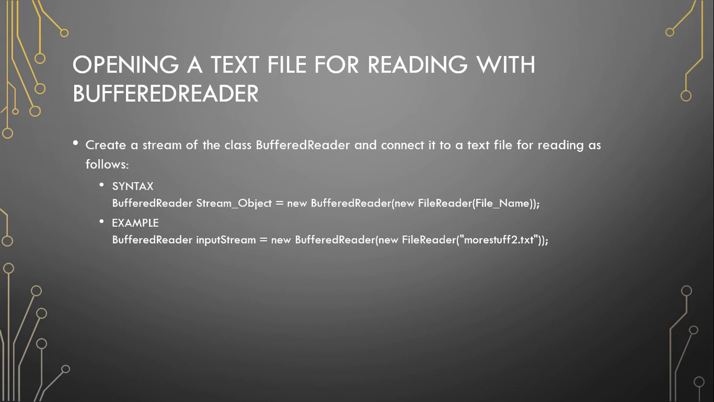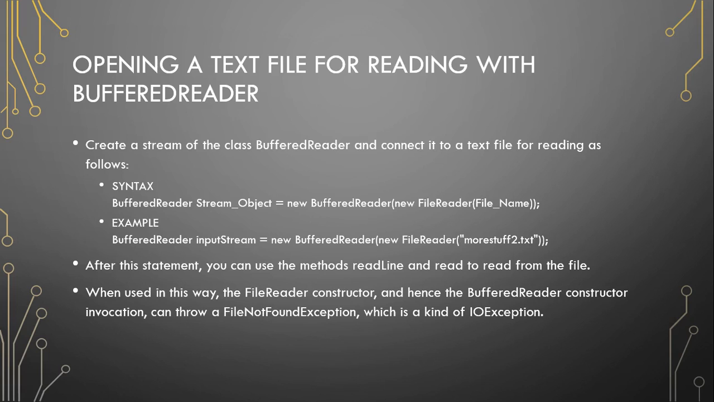Now, opening a text file for reading with BufferedReader. All right, if we want to create a stream of the class BufferedReader connected to a text file for reading, the general syntax is BufferedReader stream object equals new BufferedReader, new FileReader file name. So, of course, we can reference that back to our example of BufferedReader input stream, new BufferedReader, new FileReader morestuff2.txt. Now, after you've created that statement, you can then use the methods readLine and read in order to read from the file.